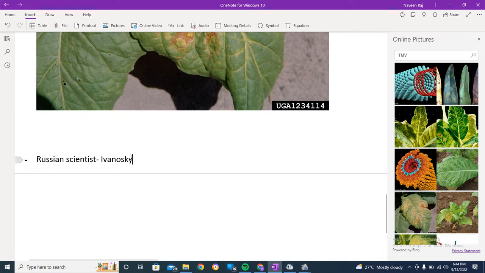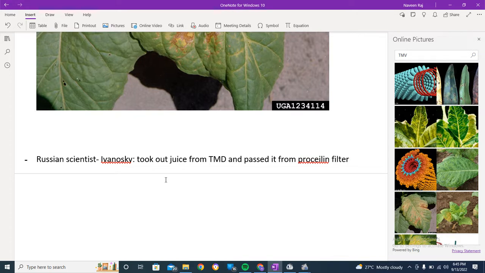So the Russian scientist Ivanovsky took out juice from the affected tobacco mosaic disease, TMD, which is actually tobacco mosaic virus, but till now it was considered a disease. He took out juice from this and passed it through a porcelain filter, right?